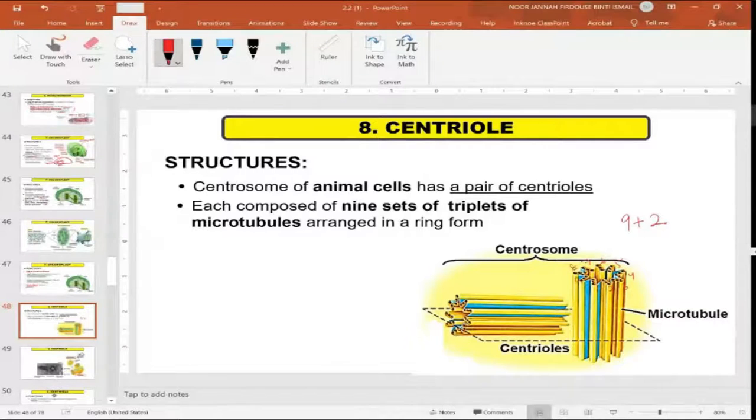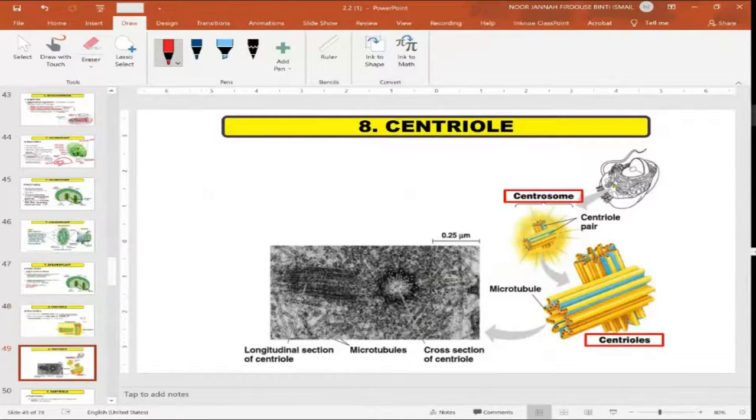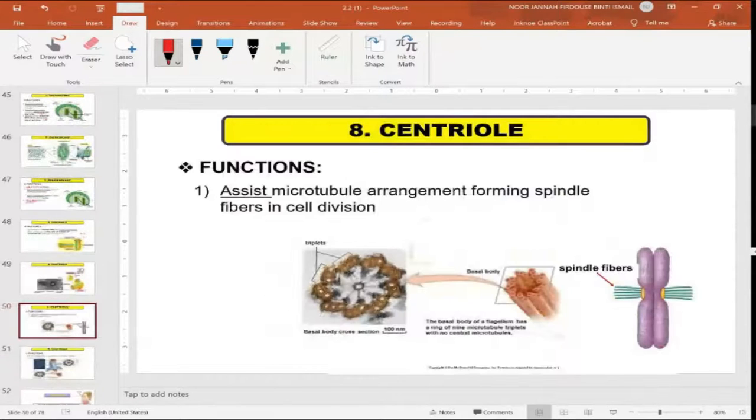1, 2, 3, 4, 5, 6, 7, 8, 9. Ini tak ada. Dia 9+0. Okay. Arranged in a ring form. Assist microtubule arrangement forming spindle fiber. Jadi perkataan dia assist, dia membantu. Bukan dia yang hasilkan microtubule tu. Bukan dia yang hasilkan spindle fiber tu. Spindle fiber is produced by the microtubule.